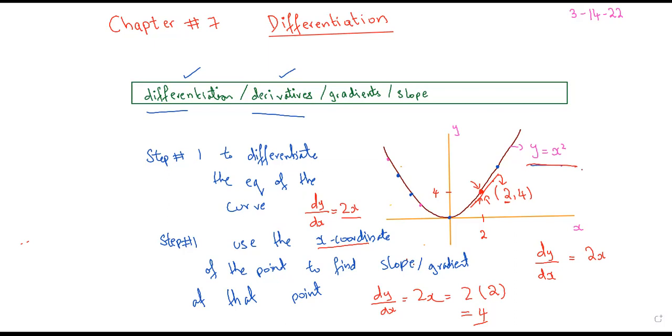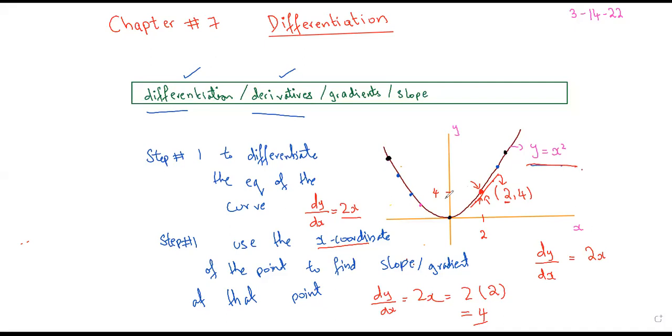Now in O levels, we have been talking about straight lines, and we know how to find the gradient and the slope of that straight line using the formula m equals y2 minus y1 divided by x2 minus x1, right? But in a curve, we know that the gradient keeps on changing. For example, now I'm using a black pointer. The gradient at this point is different. The gradient at this point is different. The gradient at this point is different. So in case of a curve, the gradient keeps on changing.